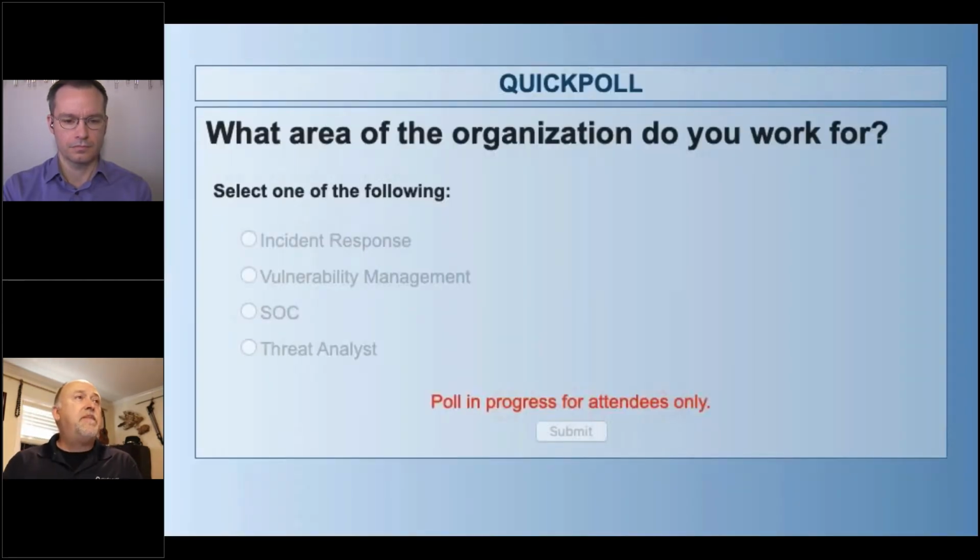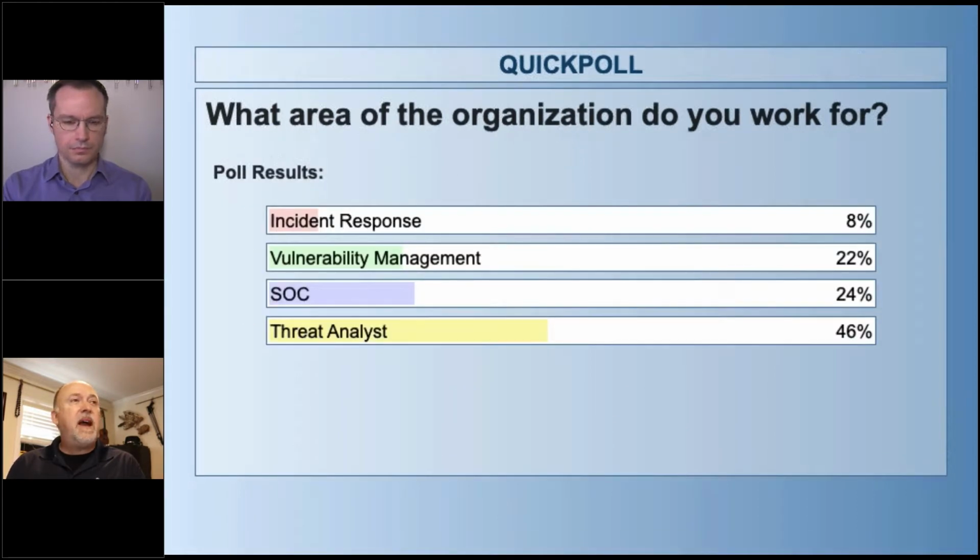Okay, next question. What area of the organization do you work for? Incident response, vuln management, SOC, threat analyst. Okay, 8% are incident response, 22% are vuln management, 24% are in the SOC, and 46% are threat analysts. So stuff that Mark's going to do, you probably do some of this, and you're going to love it. Okay.